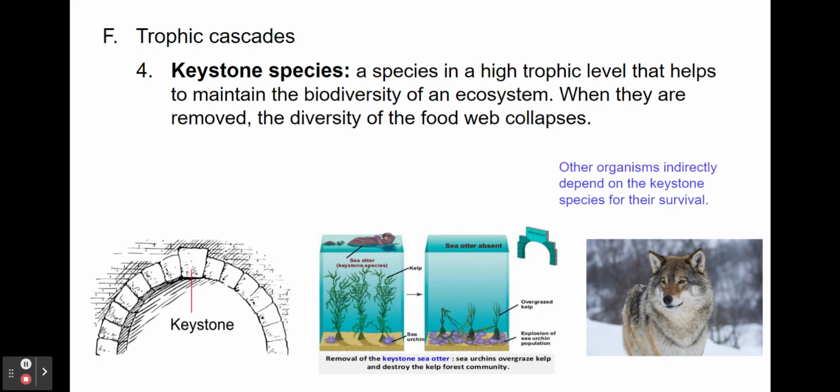And this is a little counterintuitive because what we're saying is that other organisms indirectly depend on the keystone species for their survival. It doesn't seem intuitive that the plants in Yellowstone National Park depend on the wolves to stay alive. But they do, because the wolf population keeps the elk population in check, which means that the elk population doesn't overeat all of the plants in the area. But when the wolves are removed due to overhunting, there are too many elk because they're not being hunted by wolves, and they eat too many plants, and the ecosystem collapses.